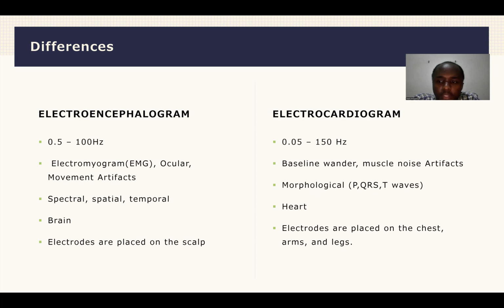Basically, the P wave, which I said represents atrial depolarization. Then the QRS, which I talked about, is the most prominent feature, indicating ventricular depolarization. Then the T wave, which I talked about, basically reflects ventricular repolarization.